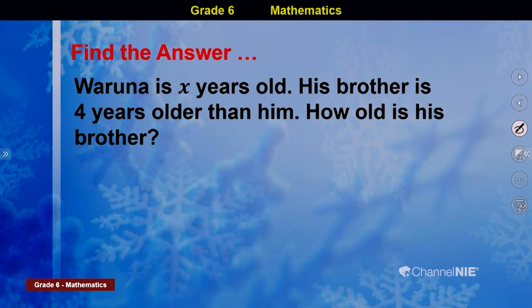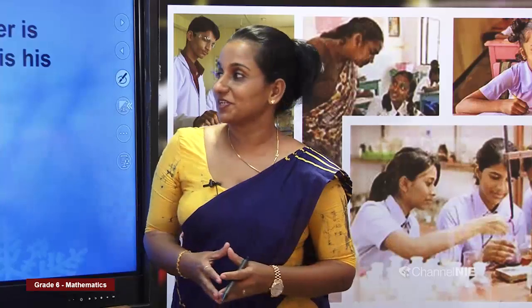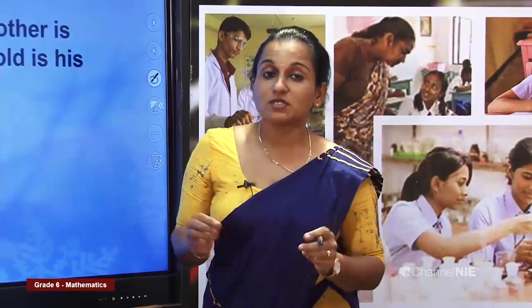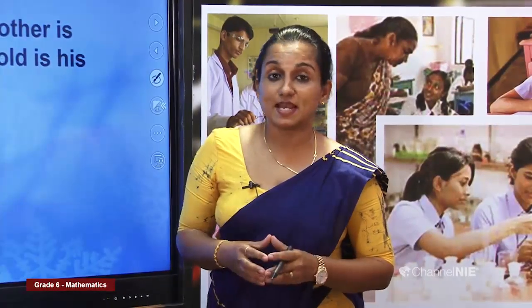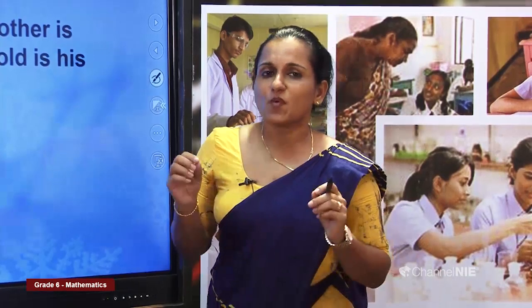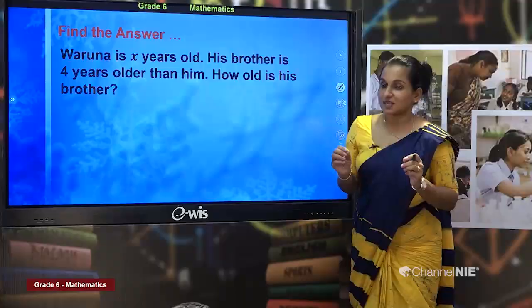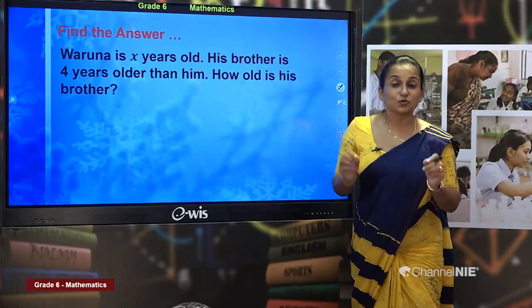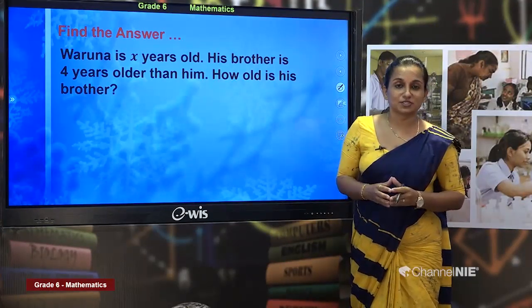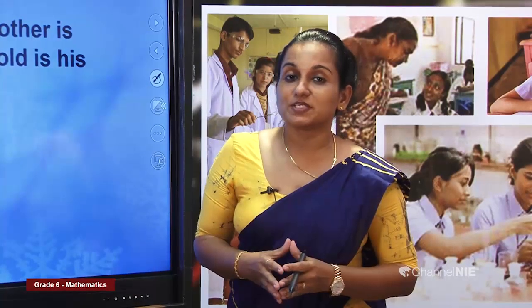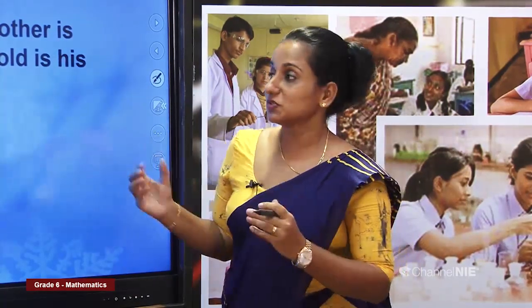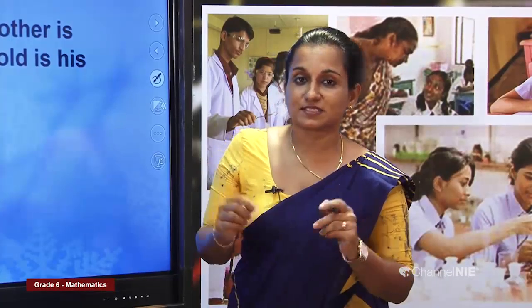Varuna is X years old. His brother is 4 years older than him. How old is his brother? Now children, can you see Varuna's age is given as an algebraic symbol. Then what can you say about his brother's age? Yes, his brother's age should be an algebraic expression. Then how do we build up an algebraic expression using this information? Let's see.